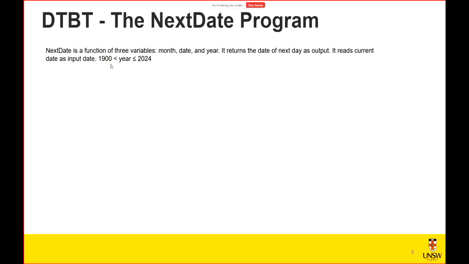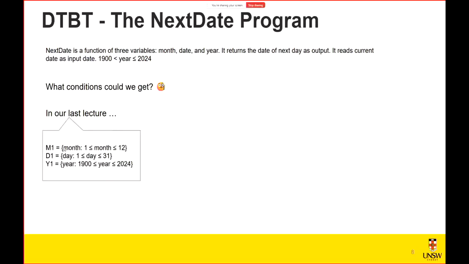And let's assume the year range is like this. So what conditions can we have out of the description of this function here? In our last lecture, when we did boundary value testing or equivalence class testing, these are the conditions we had. Month is between 1 and 12, day is between 1 and 31, year is in this range. Sorry, there's a small inconsistency here, but let's just use this one.